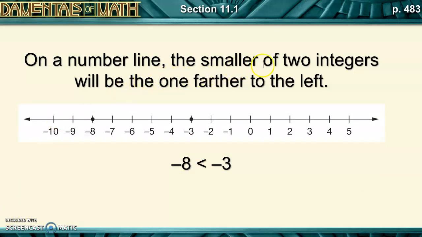On a number line, the smaller of the two integers will always be the one farther to the left. So in this case, if we have to compare -8 and -3, which one is larger? Well, -3 is larger because it's closer to the right. Would you rather owe $8 to somebody or only owe $3 to somebody? I'd rather only owe $3 to somebody. So -3 would be the larger value.